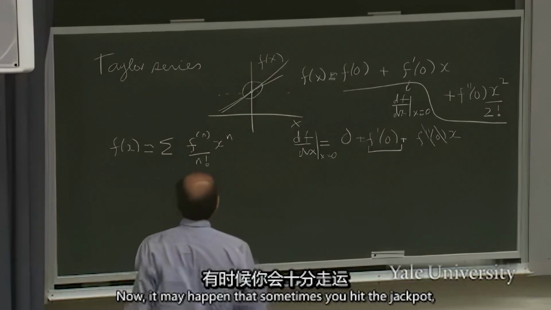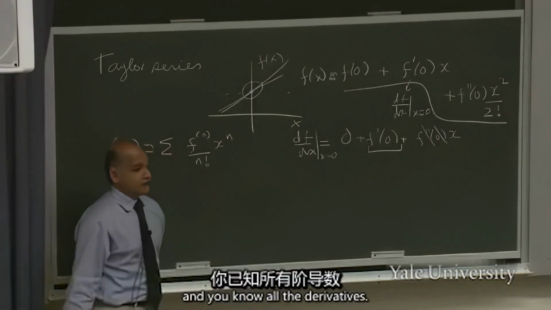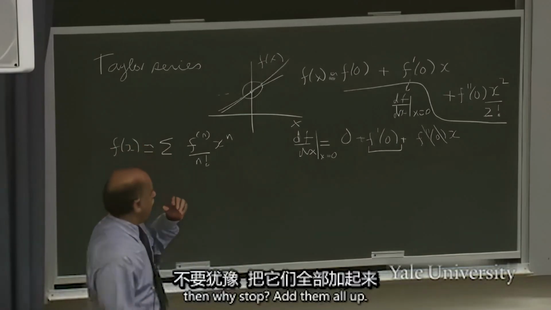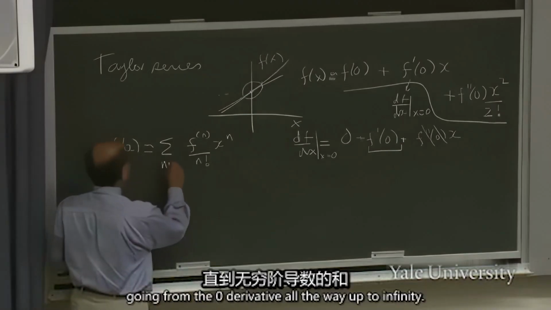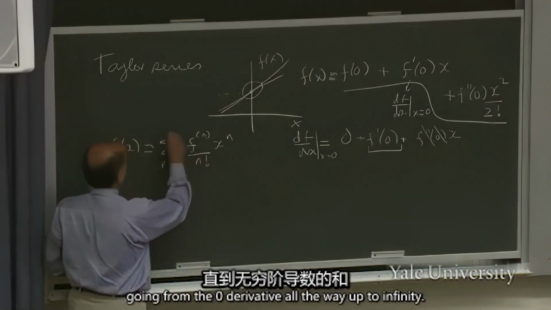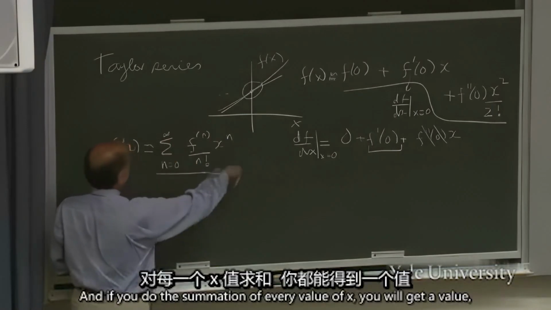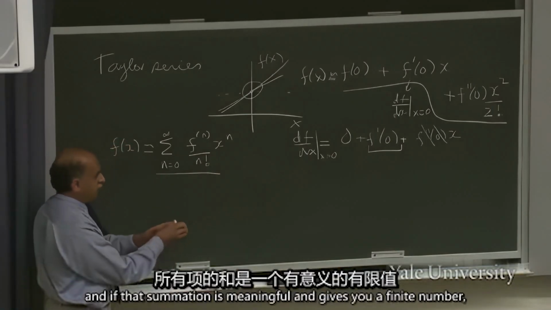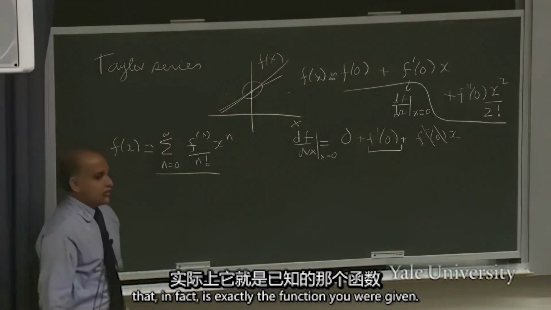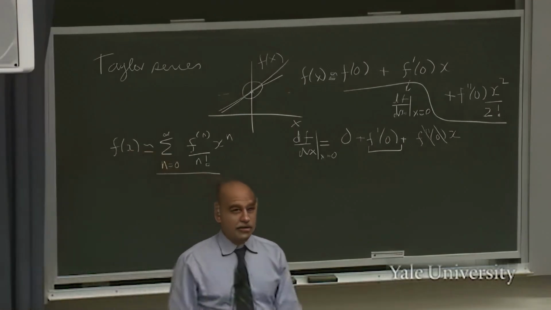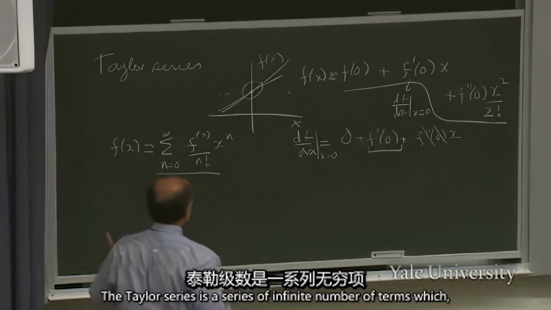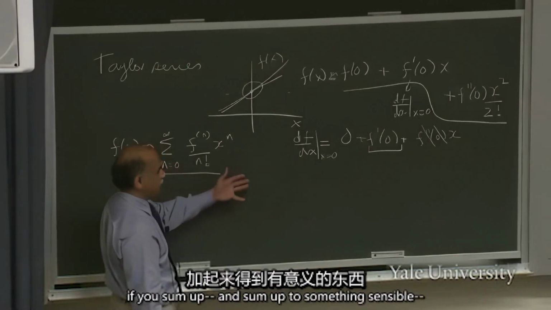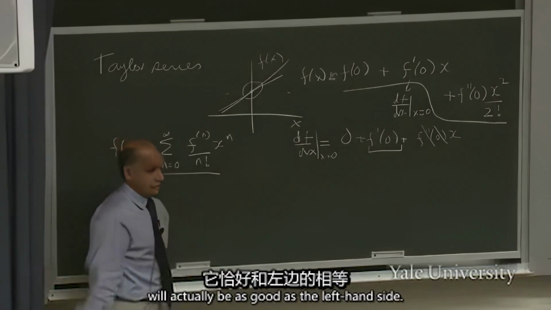Now it may happen that sometimes you hit the jackpot and you know all the derivatives. Someone tells you all the derivatives of the function. Then why stop? Just add them all up. Then you will get the sum going from the 0 derivative all the way up to infinity. And if you do the summation at every value of x, you'll get a value. And if that summation is meaningful and gives you a finite number, that in fact is exactly the function you were given. And that is the Taylor series. The Taylor series is a series with an infinite number of terms, which if you sum up and sum up to something sensible, will actually be as good as the left-hand side.